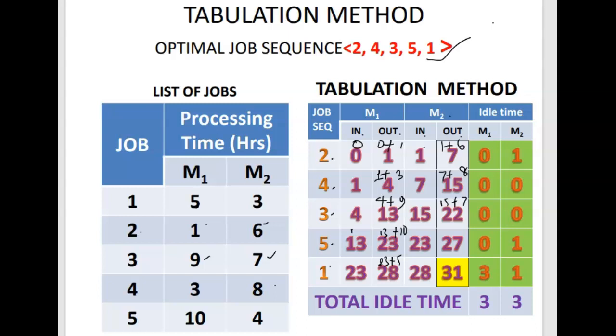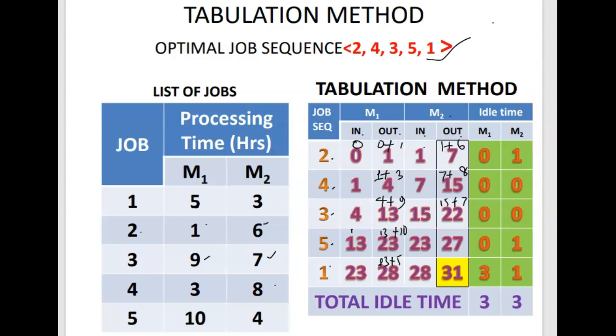Now, this is where we need to be careful. Don't forget that job 3 is out of machine 2 on the 22nd hour. Now, it's supposed to enter immediately into job 5. But look at machine 1. Machine 1 finished job 5 at the 23rd hour. Though machine 2 finished job 3 on the 22nd hour, it will not get the next job from machine 1 until machine 1 finishes work on it.